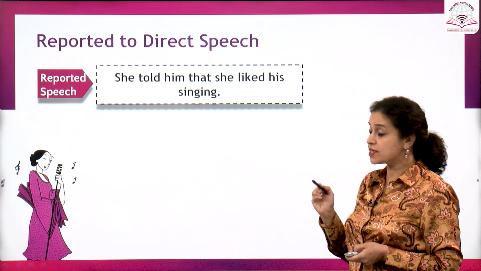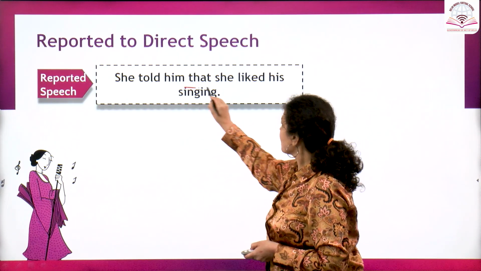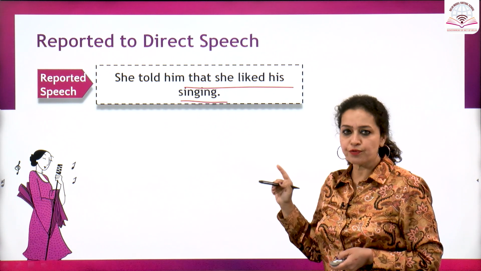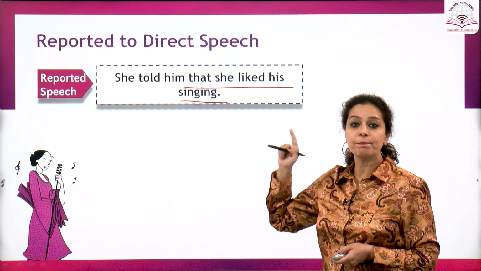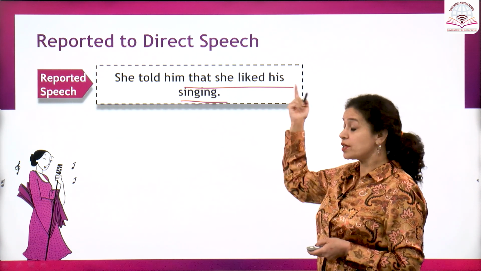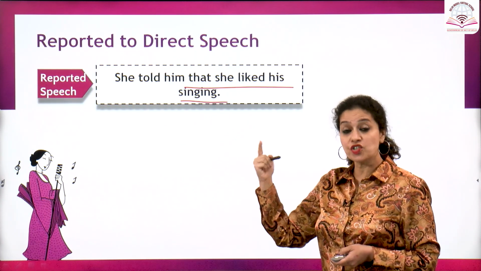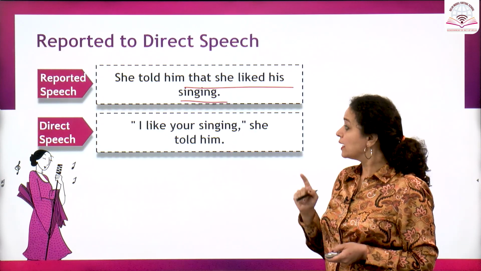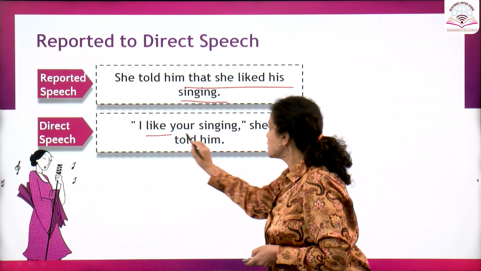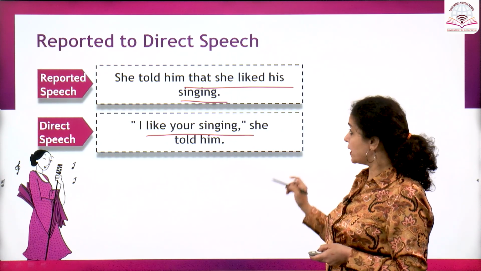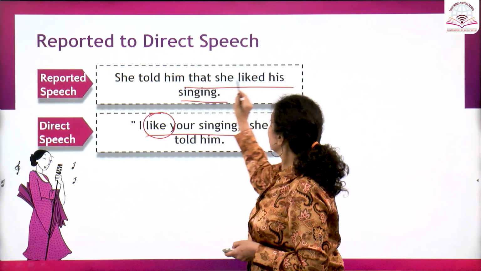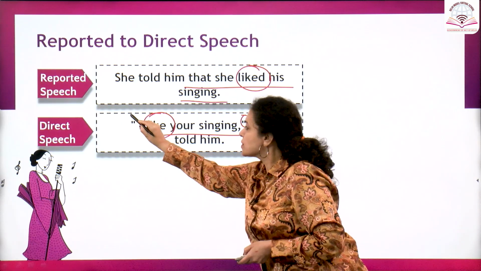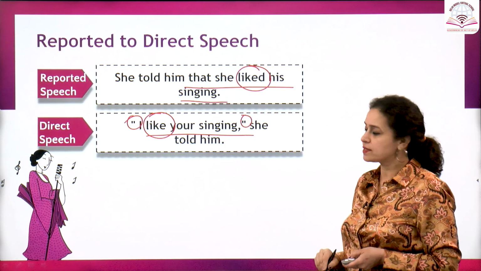In reported speech, the sentence is, she told him that she liked his singing. I want you to pay attention to the fact, students, that in this we have past tense. So when we are changing reported speech to direct speech, we change the tense to its corresponding present tense, and it goes like this. "I like your singing," she told him. So there's a change in the tense, that means liked changes to like, and we have reintroduced the quotation marks.